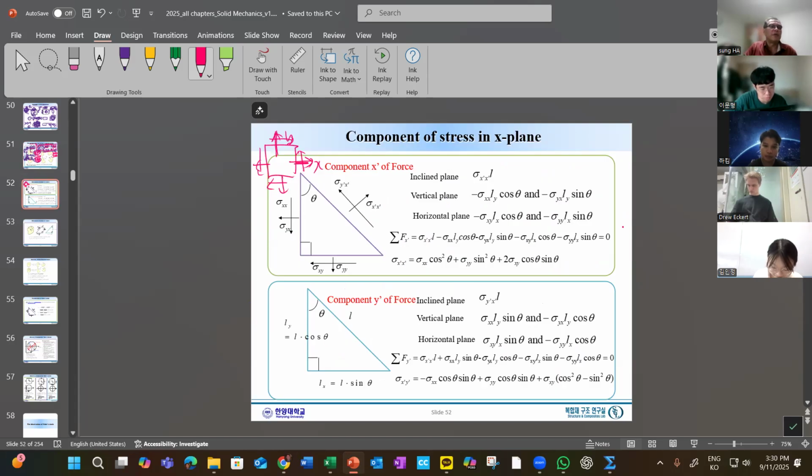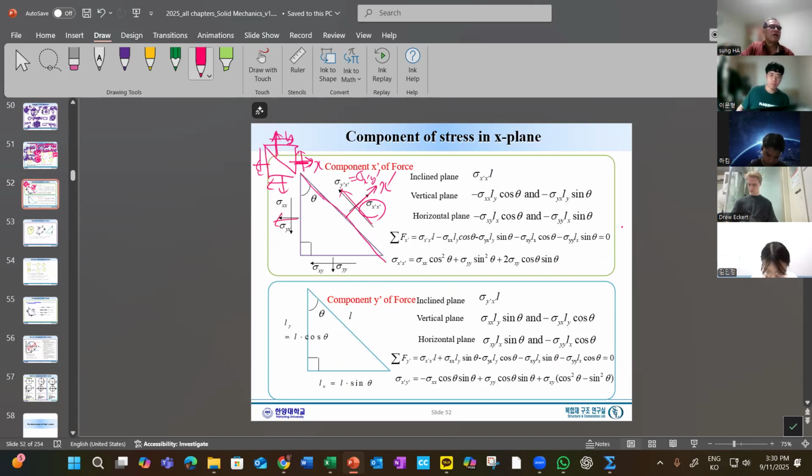Well, we define an inclined surface, which is now x prime. So the normal component will be sigma x prime, and this one is x prime y prime. Again, you can call it x prime y prime, so don't worry.